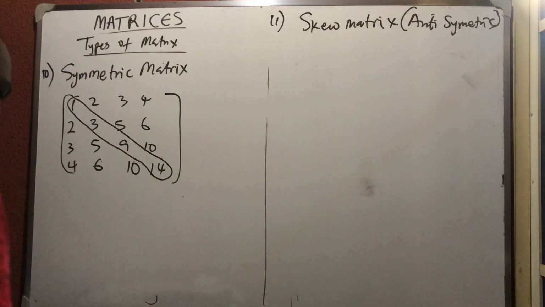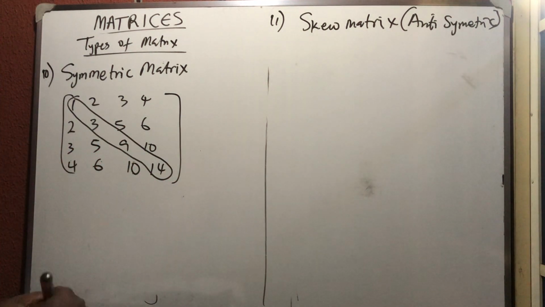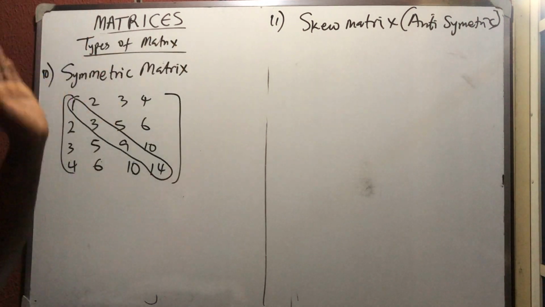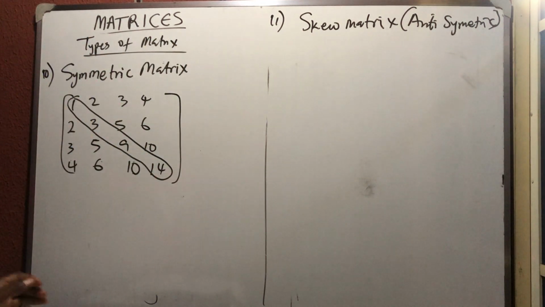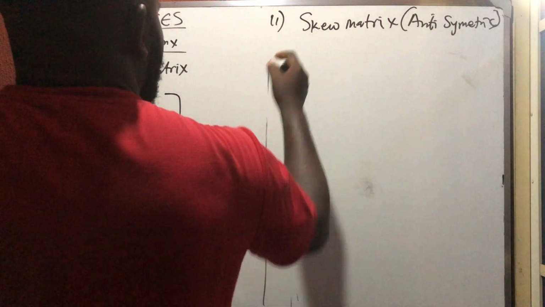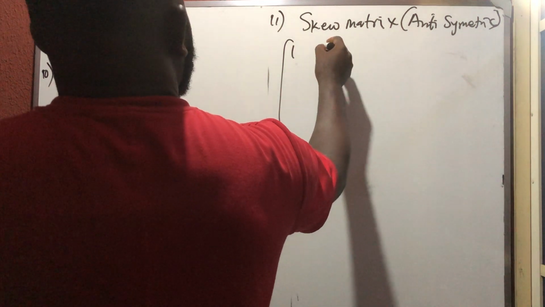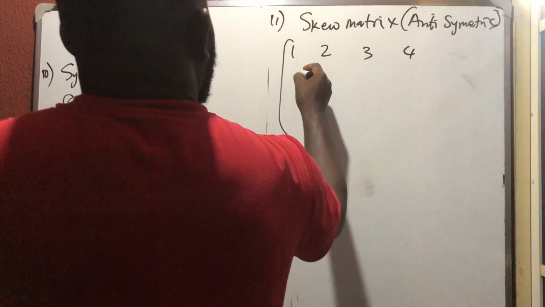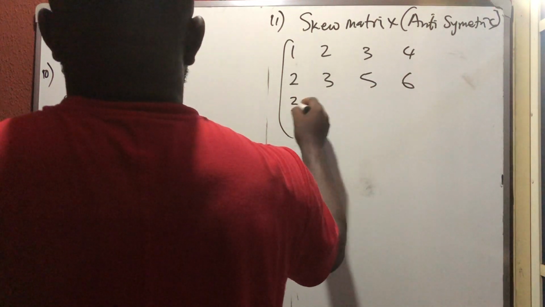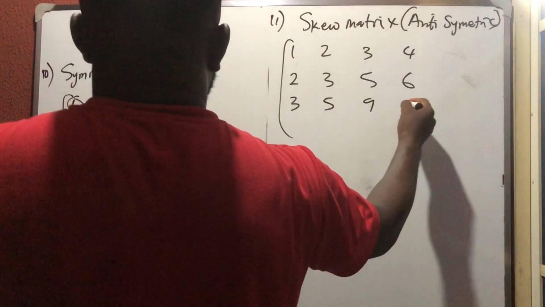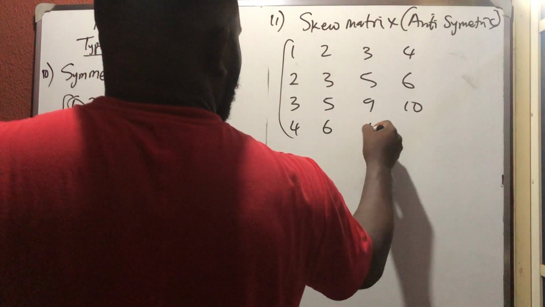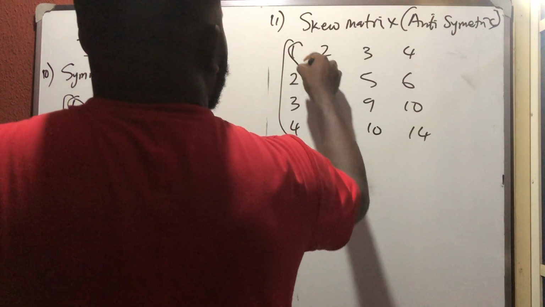Anti-symmetric matrix. In an anti-symmetric matrix, we just have that all the entries of the upper diagonal are simply the negative of the lower diagonal. That's all. It must be the same thing, but it must be negative. What do we mean? Look at this. I have 1, 2, 3, 4, 2, 3, 5, 6, 3, 5, 9, 10, 4, 6, 10, 14. Look at my diagonal.